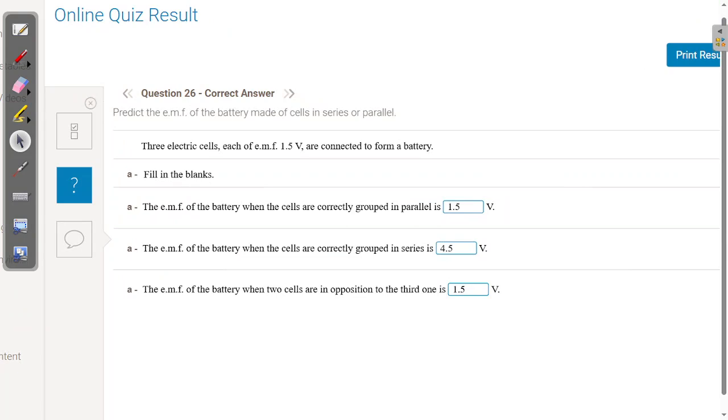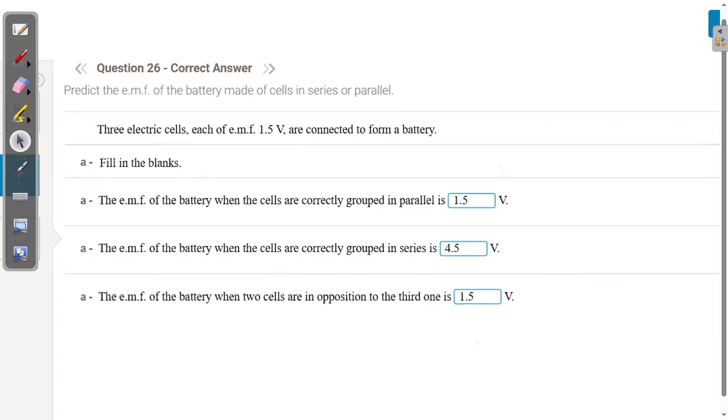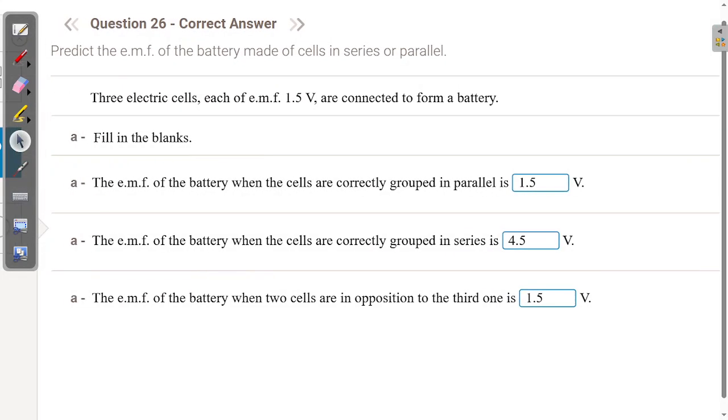Okay, 3 electric cells, each have EMF 1.5 volts, are connected to form a battery. Battery, when the cells are in parallel, is 1.5 because in parallel voltage is always equal. In series, you add the voltages. So 1.5 times 3, which is 4.5.